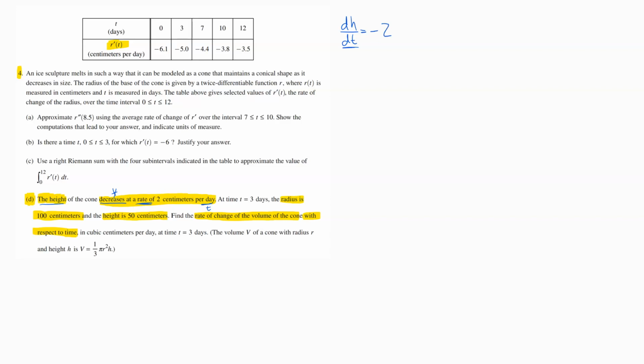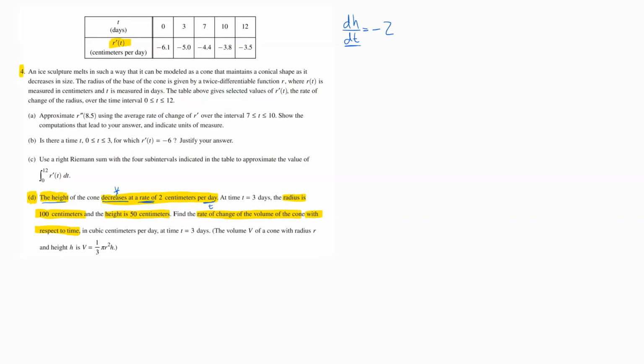Then I keep grabbing the rest of this. They tell me that the radius is 100 centimeters, so r is 100. They tell me the height is 50. Notice that the height and radius pieces aren't talking about rates of change. They're just flat amounts, so we don't want derivatives on those. Then they're asking us to find the rate of change of volume with respect to time. So what they want from us is dV/dt at this specific time, t equals 3.